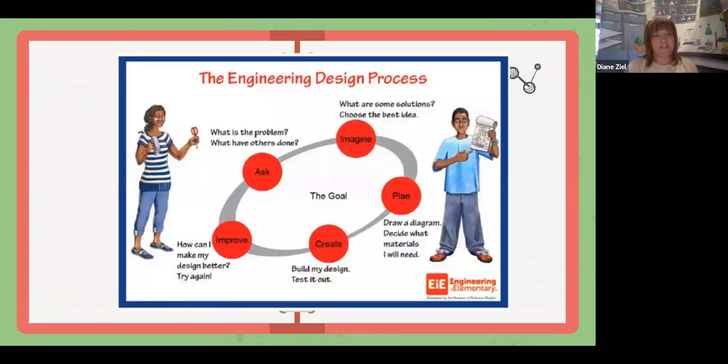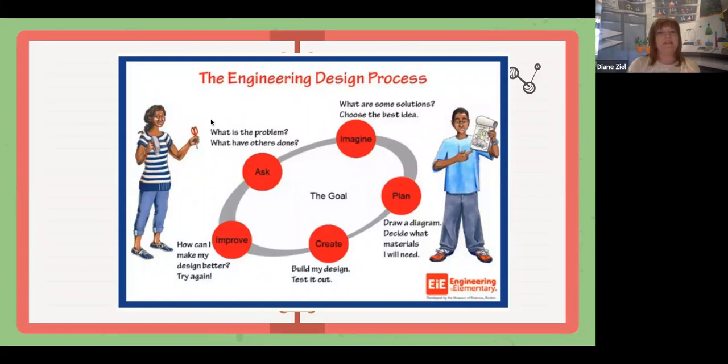So this is the engineering and design process. You'll notice that in the middle is the goal, and you'll also notice that the process is in a circle, not a straight line. The engineering and design process is not a beginning and end process. It can keep going around and around and around in a circle, which is why it's in a circular model, because anytime engineers design a solution to a problem, they're also always looking for ways that they can improve their design. And therefore, the process is really never finished.